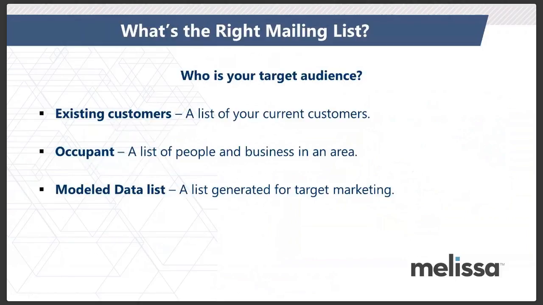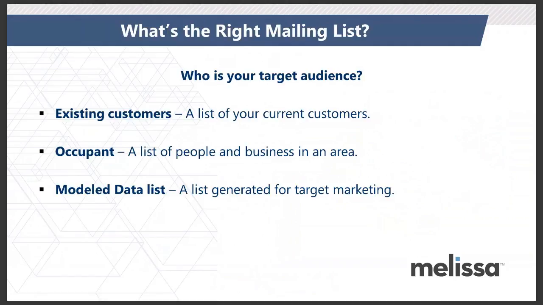The main thing to remember is you need to figure out who your target audience is. If you're trying to do it to your existing customers, or you want to get an occupant list, you pretty much want to saturate the area, a city, a zip code, or a section of the map. A lot of restaurants and chains do that. Rather than try to get a model data list, they'll use an occupant list where they could just hit every single potential customer in a given area.